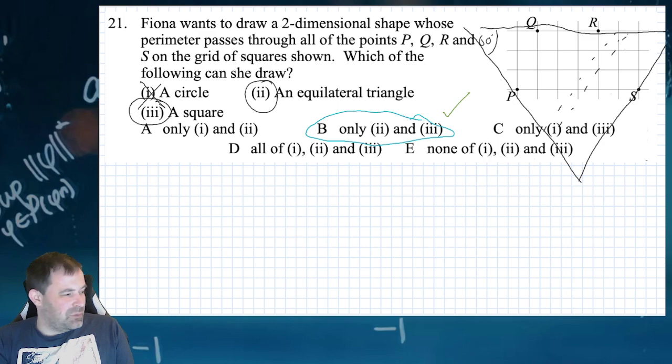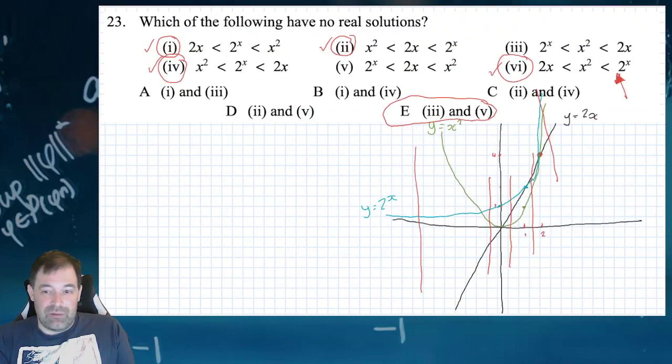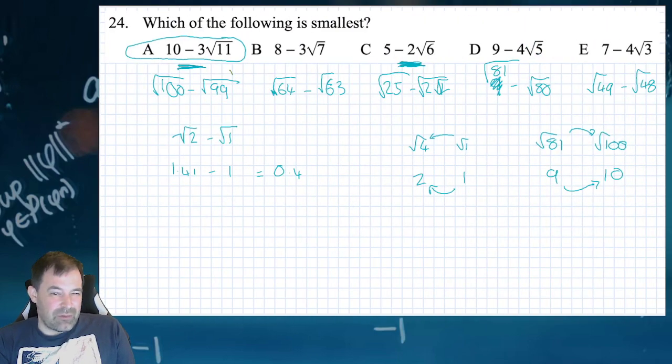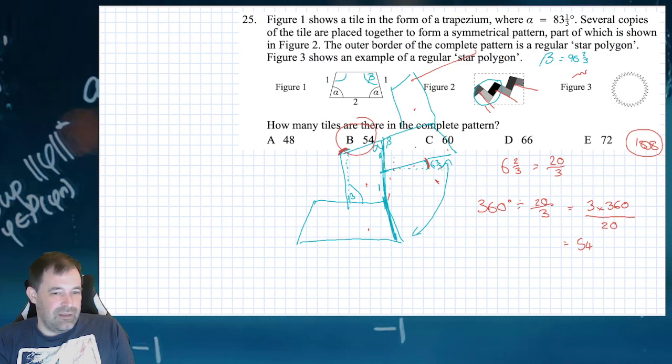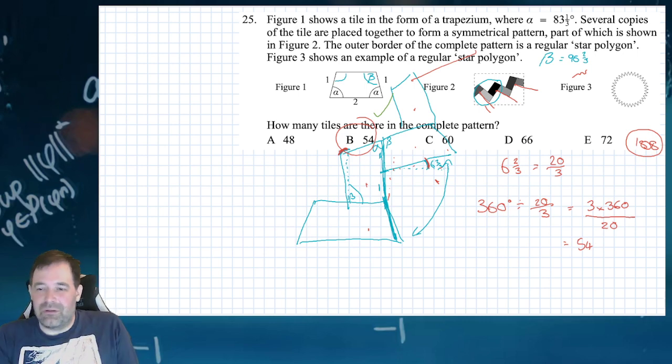I found that difficult. 22 was A. That was nice. 23 was E. Not a fan of that one. 24 was A. That was actually quite easy. And 25 is B. So we got it right, but for some reason I think it should be 108, and it's not an option. So thankfully it wasn't an option.